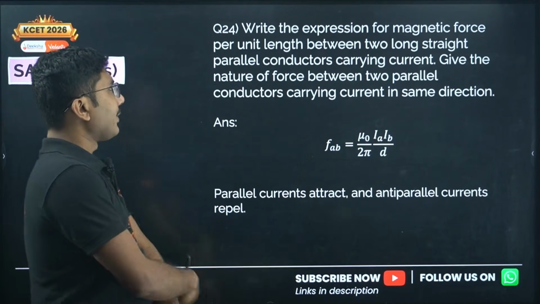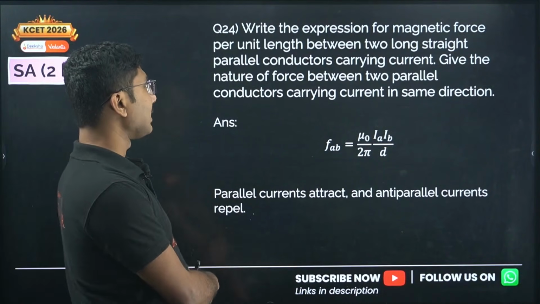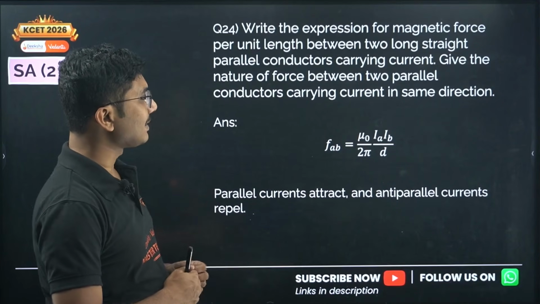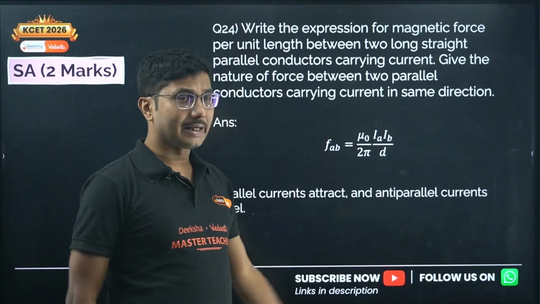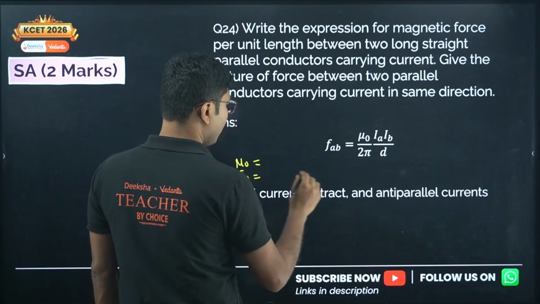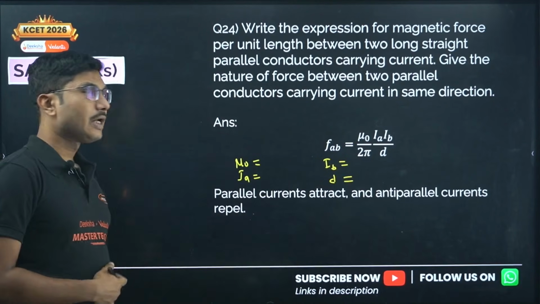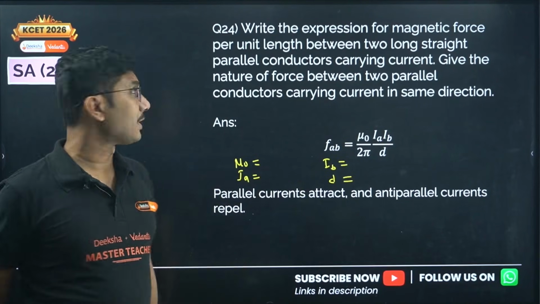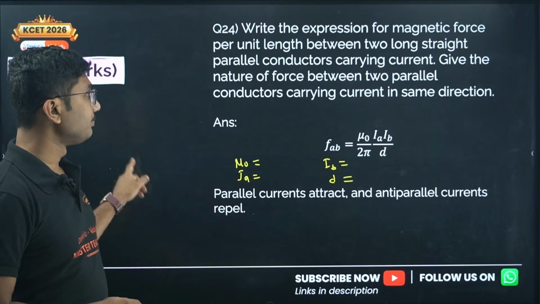Let's move on. Write the expression for magnetic force per unit length between two long straight parallel conductors carrying current. Give the nature of the force between two parallel conductors carrying current in the same direction. So the expression for force per unit length is given by mu naught by 2 pi Ia Ib by D. Now you have to mention mu naught equals to, Ia equals to, Ib equals to, and D equals to. You have to mention these quantities, and then you have to mention parallel currents attract and anti-parallel currents repel each other. So without this explanation, you will not get one full mark. They will deduct 1 mark if you don't explain the terms.